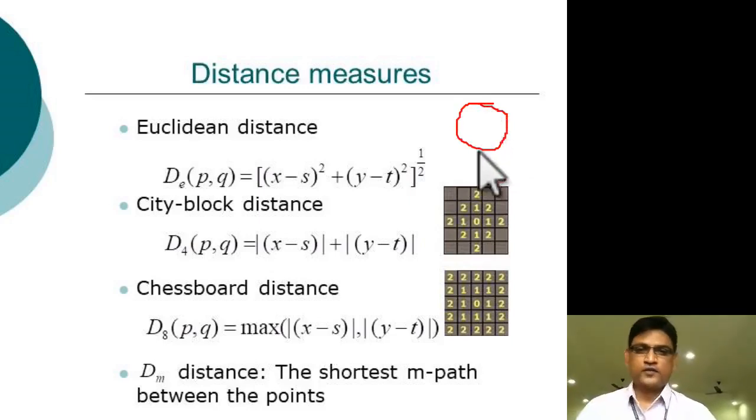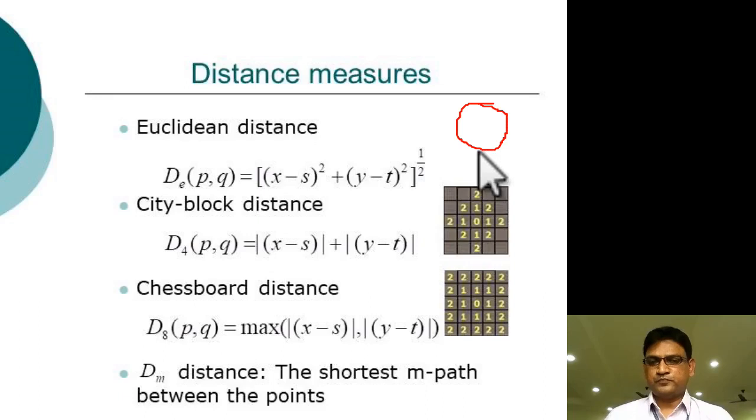And the next one is the city block distance. This is defined as the sum of the absolute differences of the two coordinates. And for this, the pixels will form a diamond shape as shown here. So this is for D4 less than or equal to 2. And here you can observe that for D4 equal to 1, they are again the 4 neighbors.